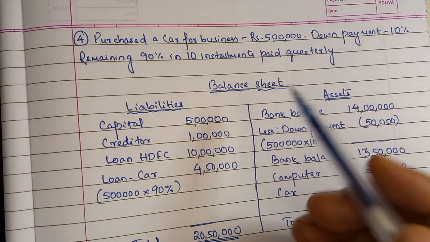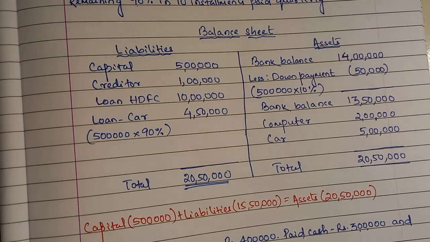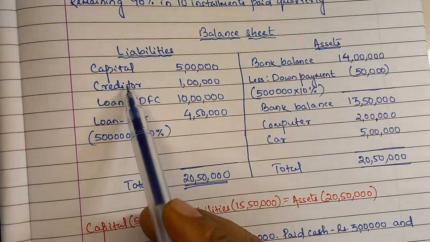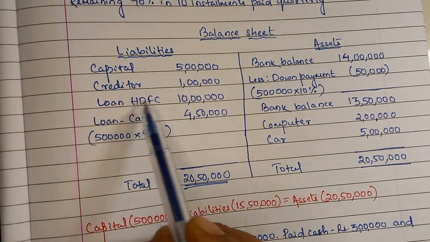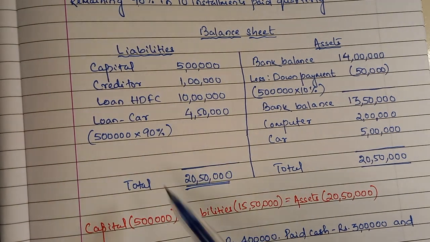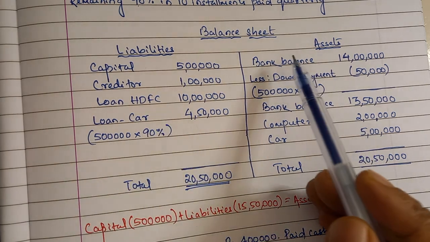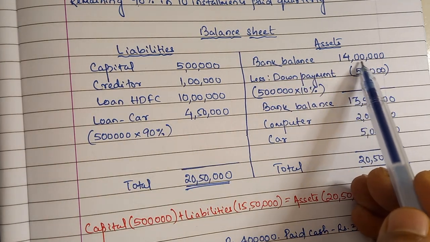So how will the balance sheet look now? Let's see. Capital 5 lakh, creditor 1 lakh for the computer, loan HDFC 10 lakhs. I'll come to this part later. Bank balance we have 14 lakhs after we received the loan.